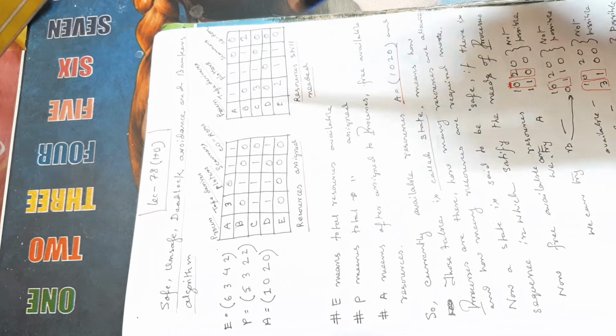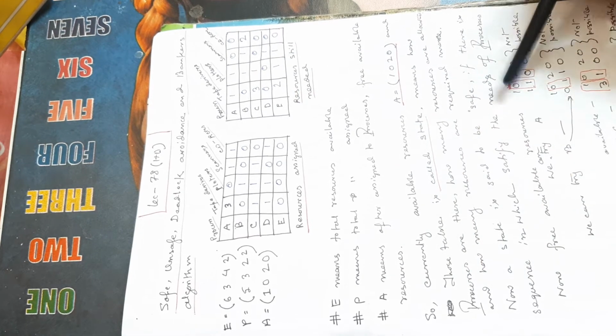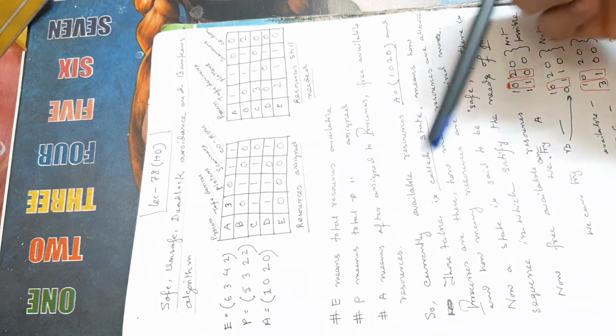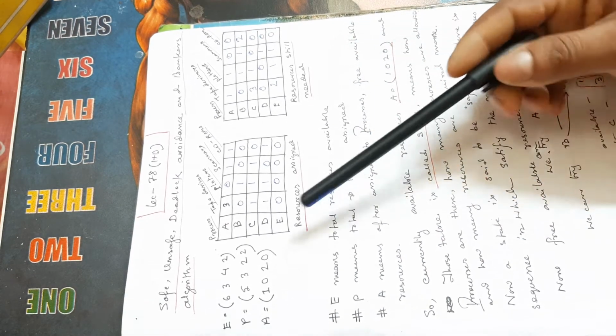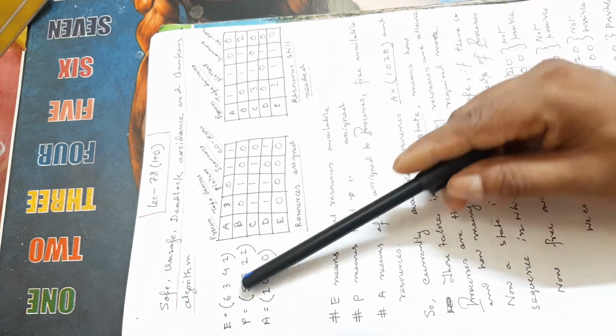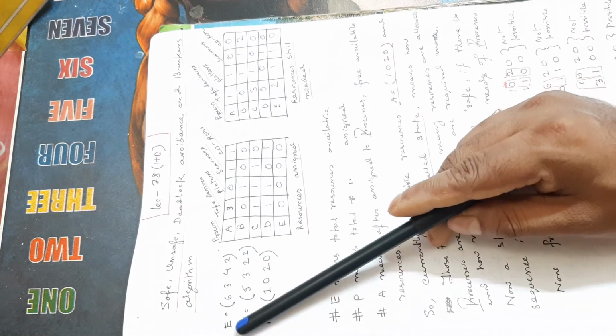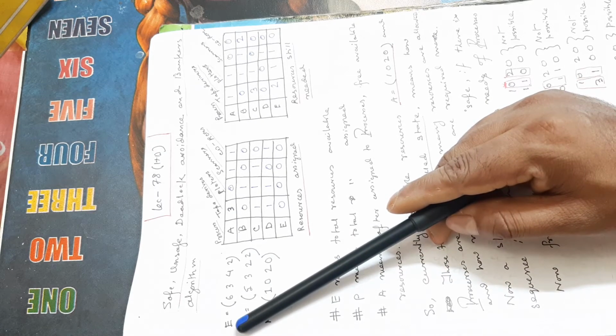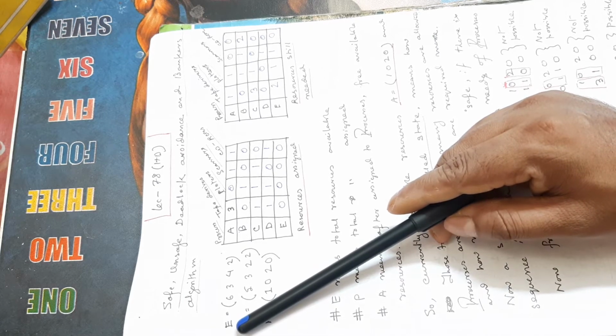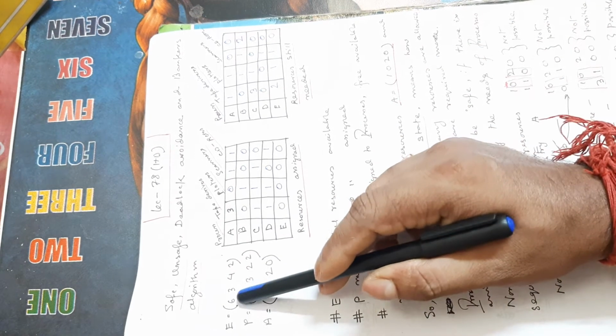Now there are three terms. These three terms do not always use the same notation. The notation may change, but these three terms will be there. One is the resource available. Here we mention it by E. Not every time will it be mentioned by E; it can be denoted by anything in your examination or in your book. So E means the resources available.